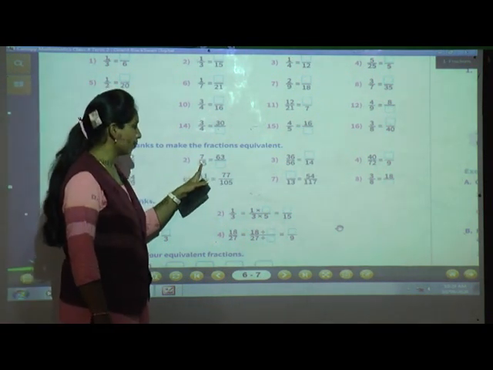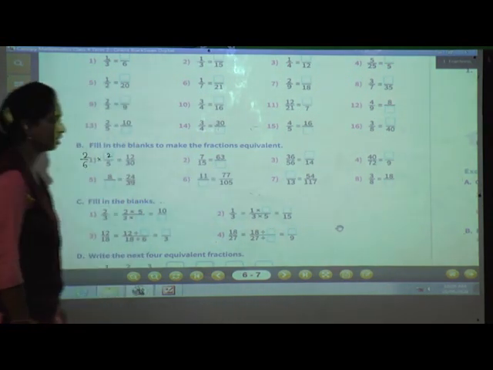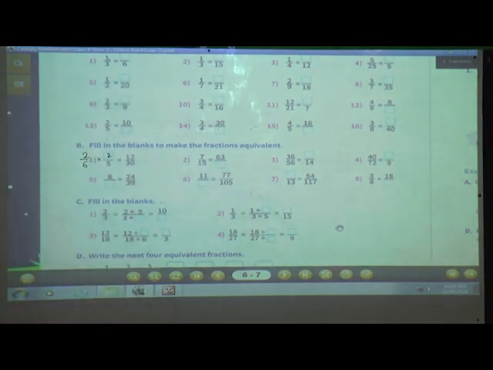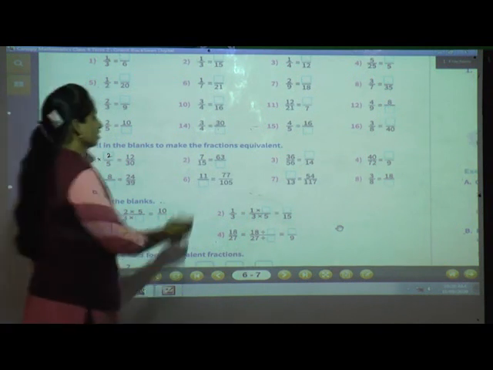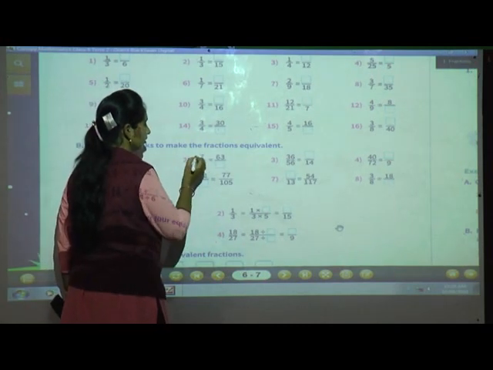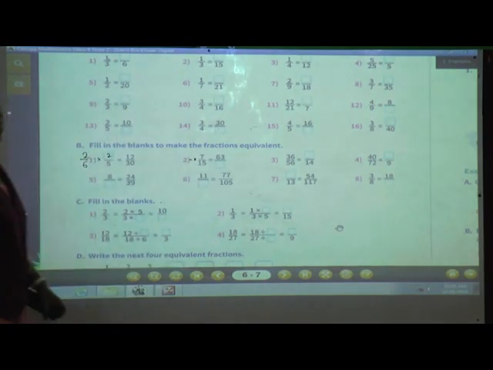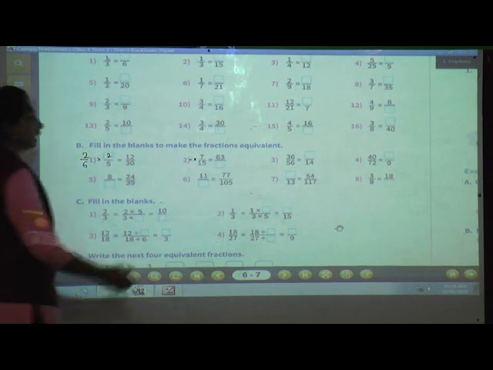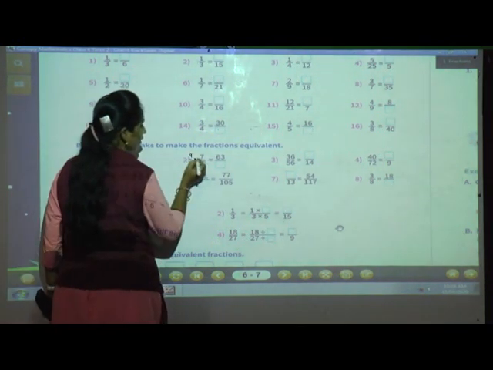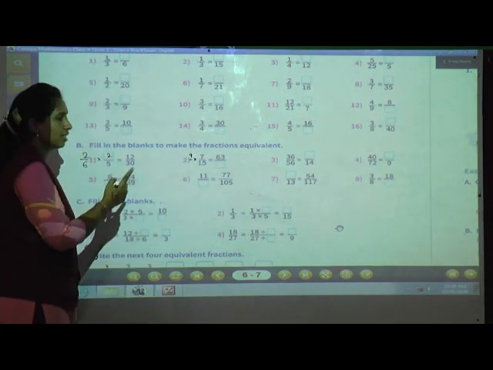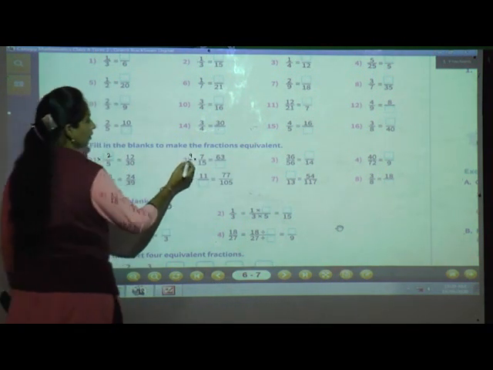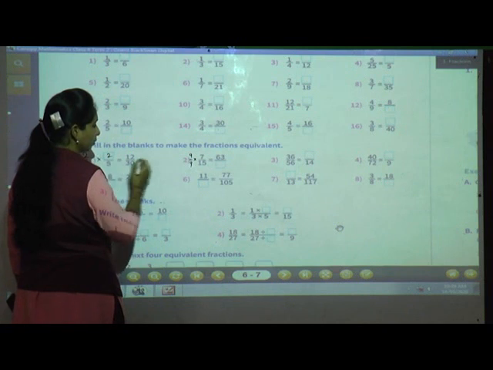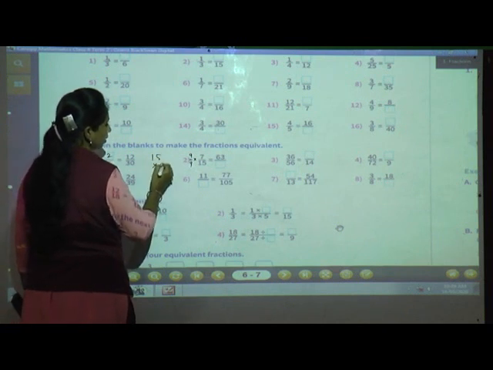Now 7 upon 15 is equal to 63 upon dash. Now which number if we multiply we get 63? Tell me. See the 7 table. 7 9s are 63, isn't it? If we multiply, 7 9s are we get 63. So here what we need to do? Same number, 9 only. So do the multiplication.